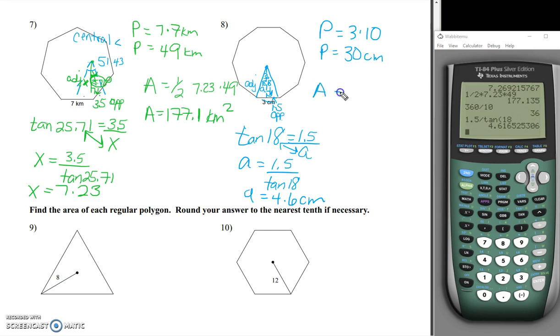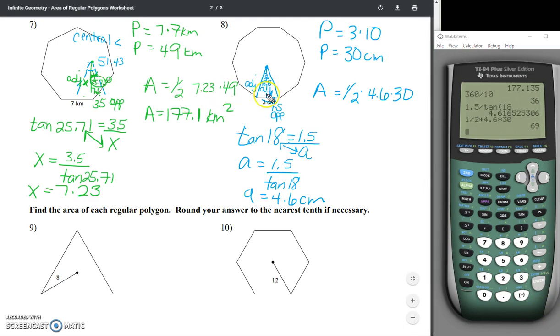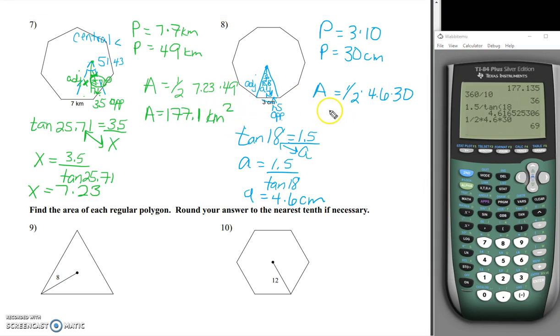So my area is going to be 1/2 of 4.6 times 30. Going back to my calculator. 1/2 times 4.6 times 30 gives me an area of 69. So my area is going to equal 69 centimeters squared.